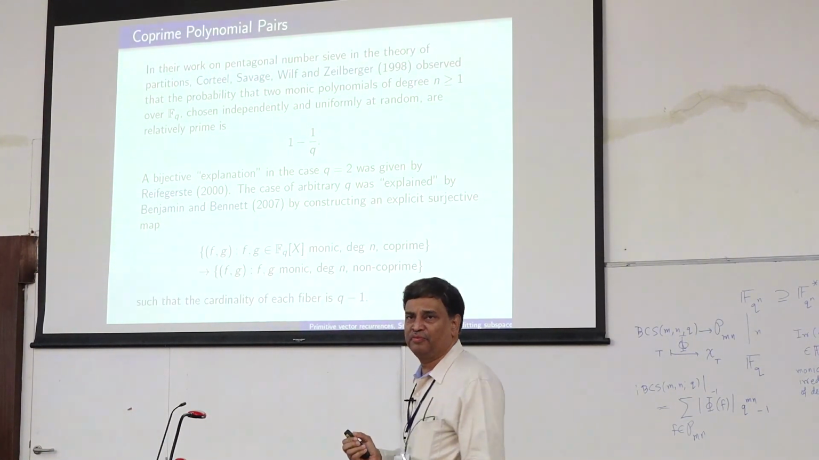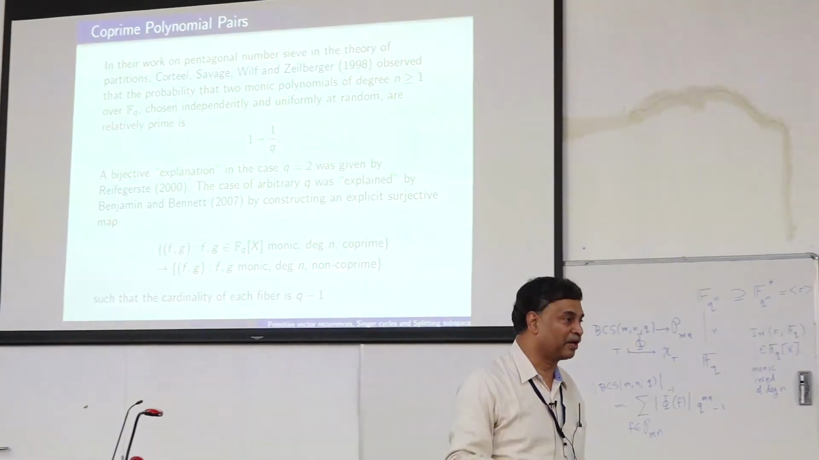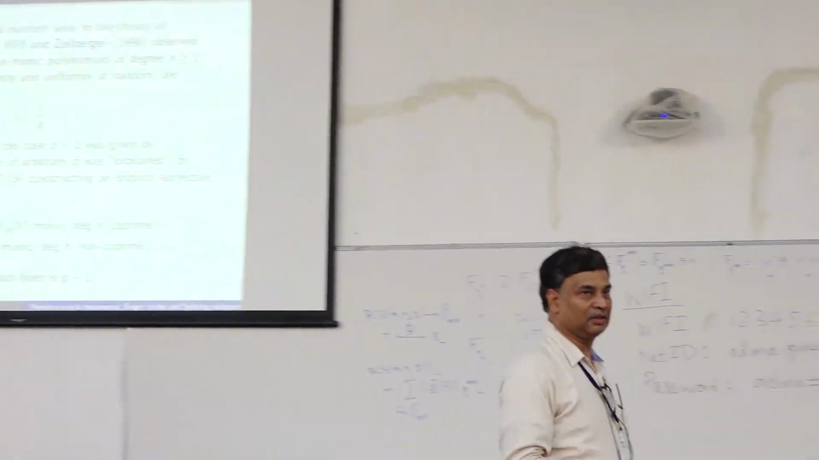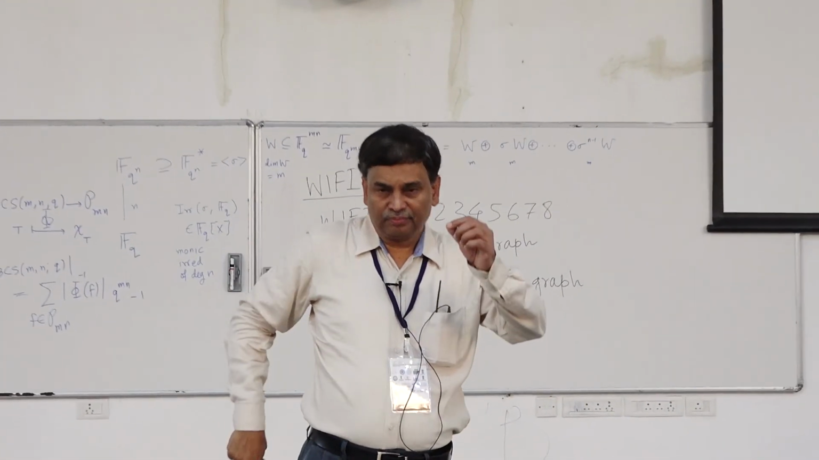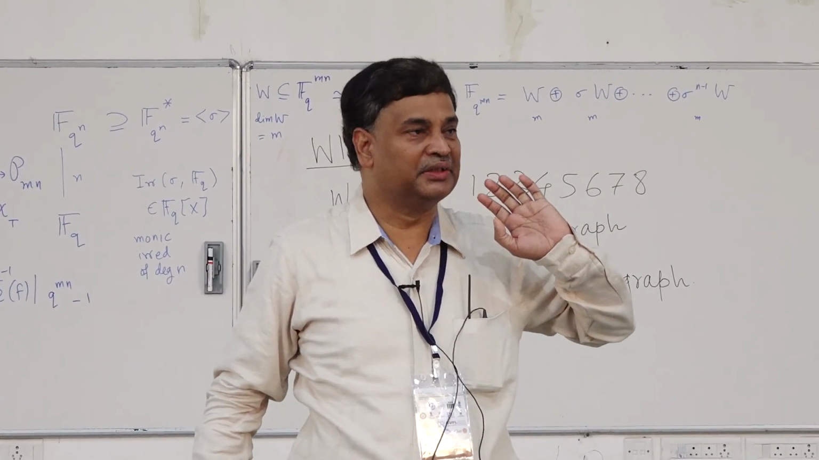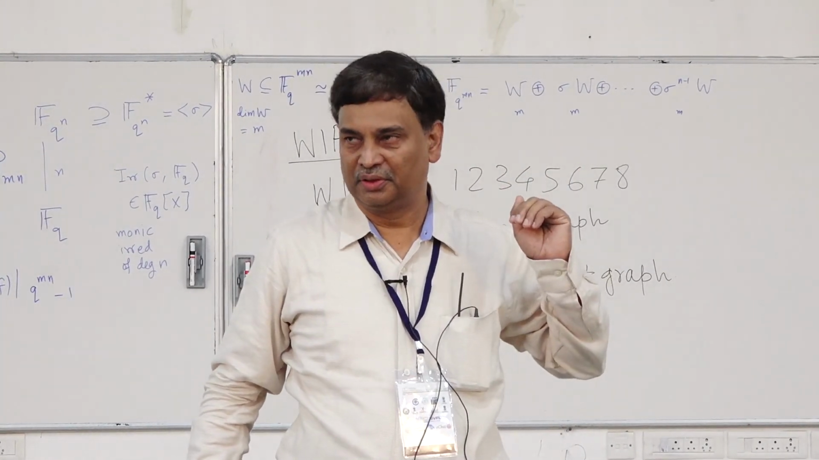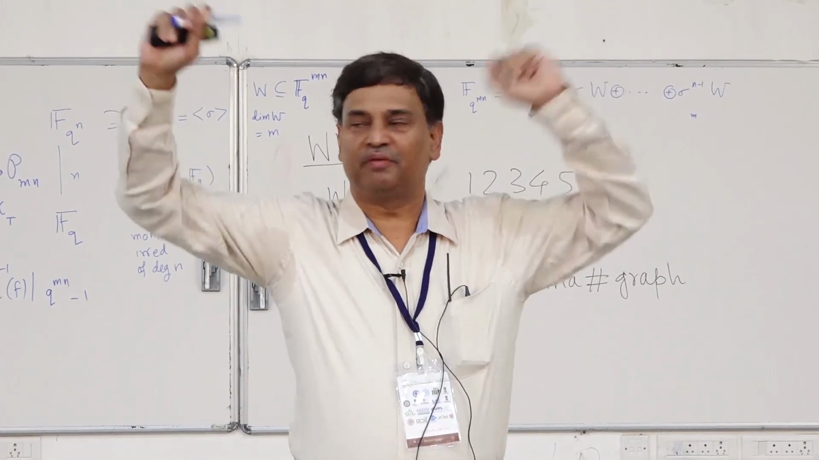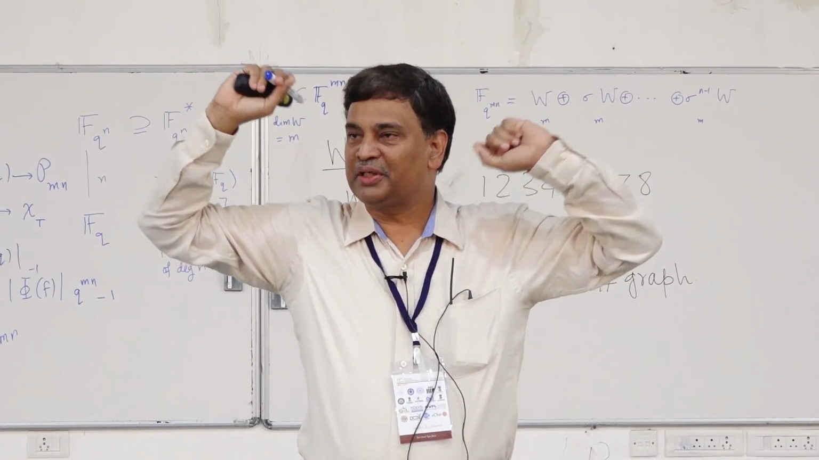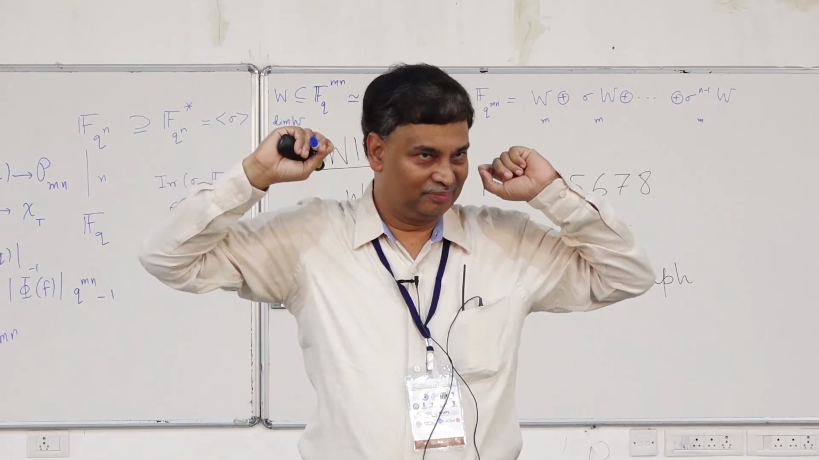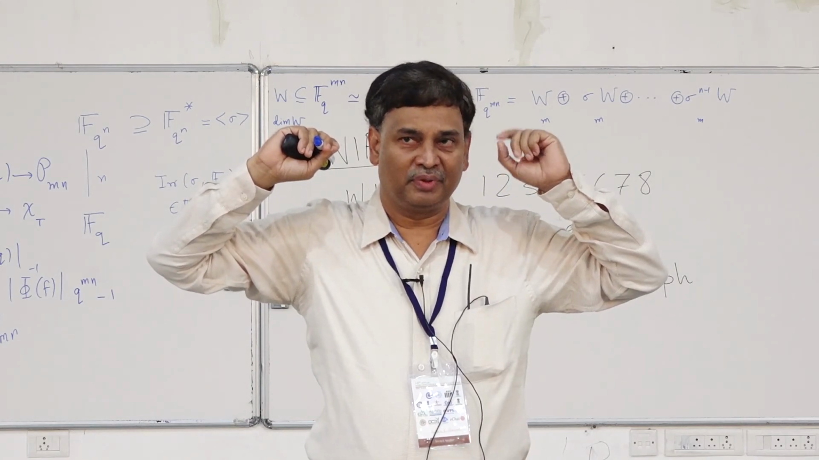Now, by the way, some of you may have seen this other counterpart of this problem. Suppose instead of polynomials I look at integers, positive integers. Okay, I pick 2 positive integers at random. What is the probability that the GCD is 1? I think, does somebody know the answer?